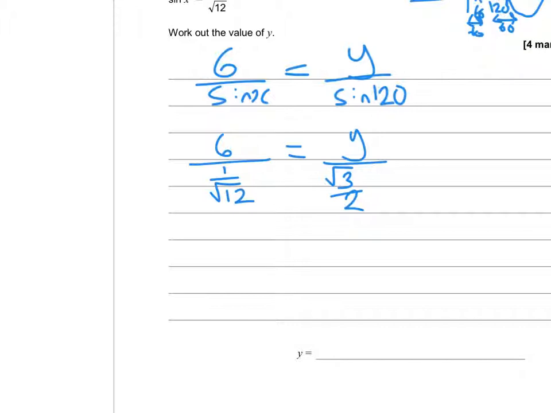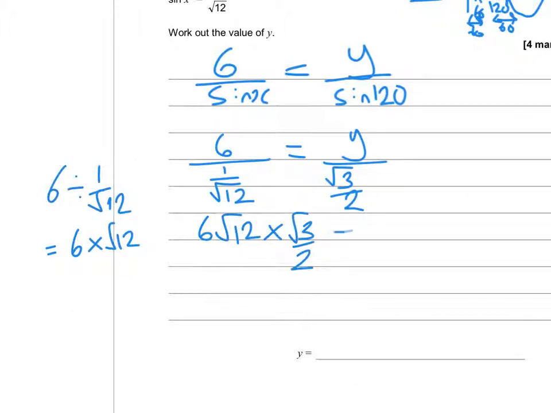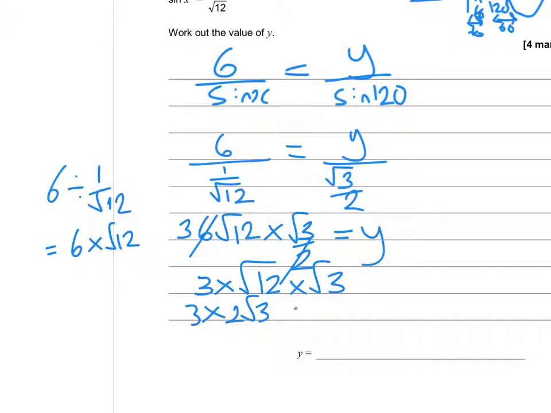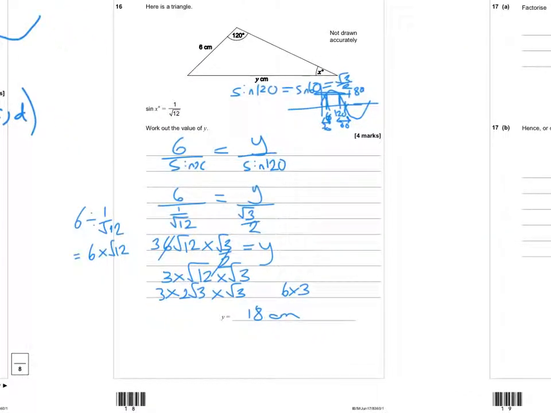Right, 6 divided by 1 over root 12 is the same as 6 times root 12. So we've got 6 root 12 times root 3 over 2 equals y. That cancels down. So I've got 3 times root 12 times root 3. Root 12 is 2 root 3. 3 times 2 root 3 times root 3, which is 6 times 3, which is 18 centimetres.